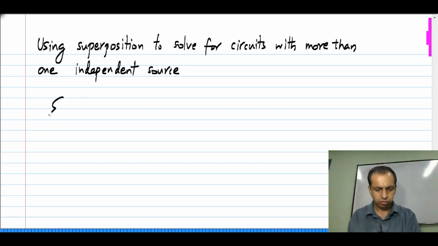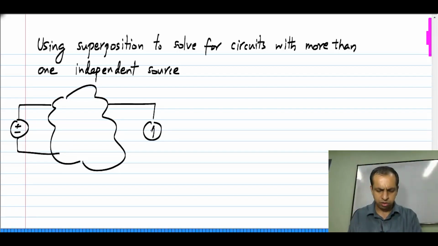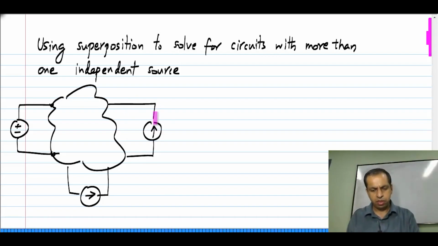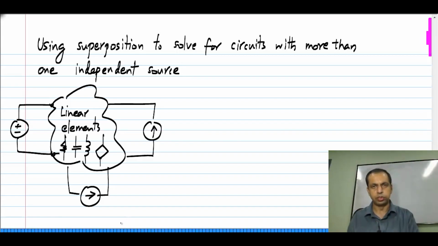Now, it turns out that when you have a circuit with multiple independent sources, let me show the circuit like this. I will show all the independent sources outside, and within the body of the circuit, we will assume we will have only linear elements. Now, the linear elements are resistor, capacitor, inductor and also controlled sources.